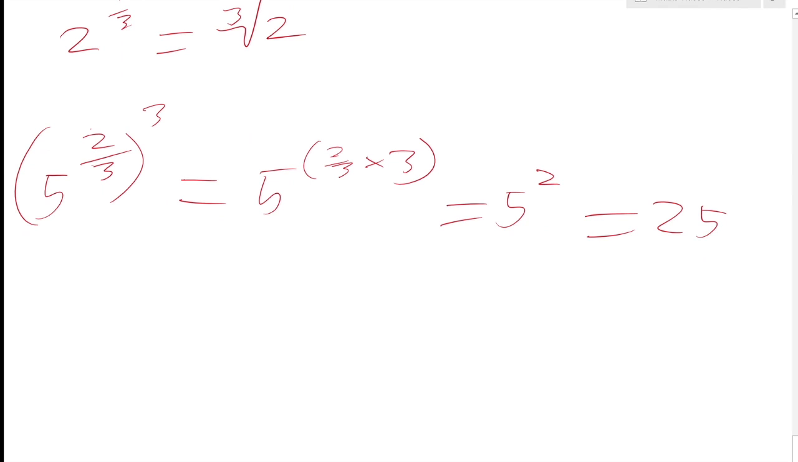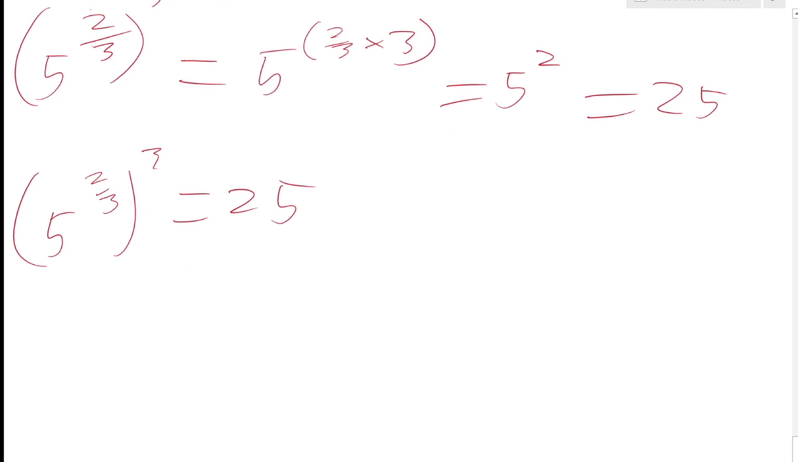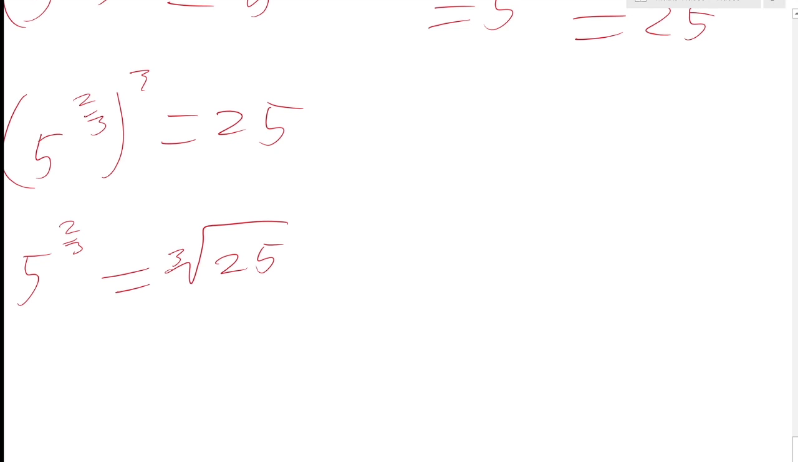Now, so we know that 5 to the 2/3 cubed equals 25. Again, we can take the cube root, and we get 5 to the 2/3 equals the cube root of 25. Again, we don't know what the cube root of 25 is. It'll be about 2.9-ish, but you'd probably just leave it as the cube root of 25.